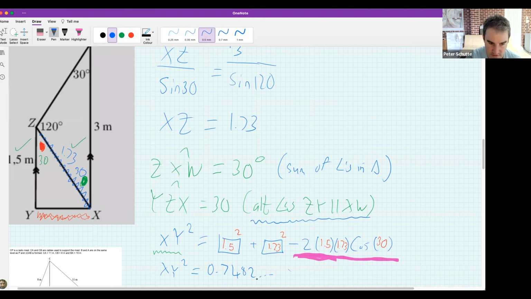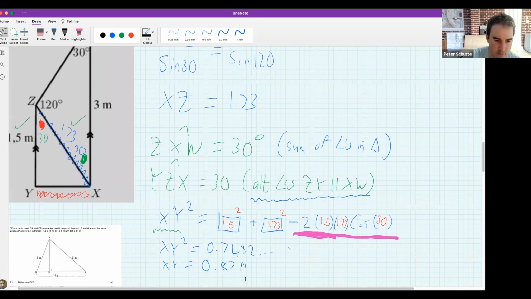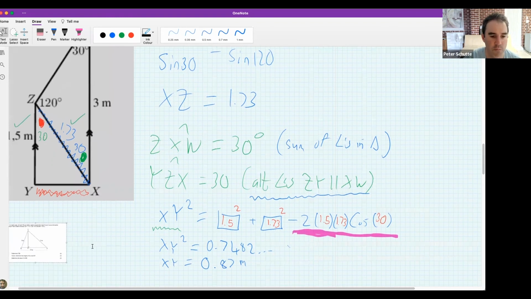So I've hit equals, and this number is in my calculator's memory, and I'm going to go square root answer key, and we get 0.86 is what I'm getting. 0.87, sorry, if I round off. So xy should be 0.87, and that will be meters. Let me just bring this out. So 0.87 meters.